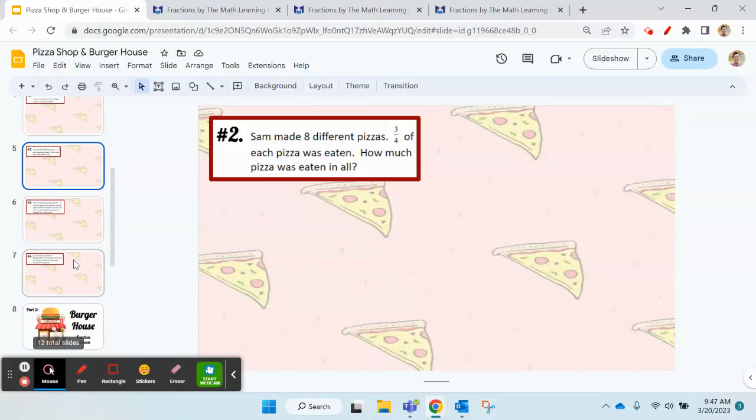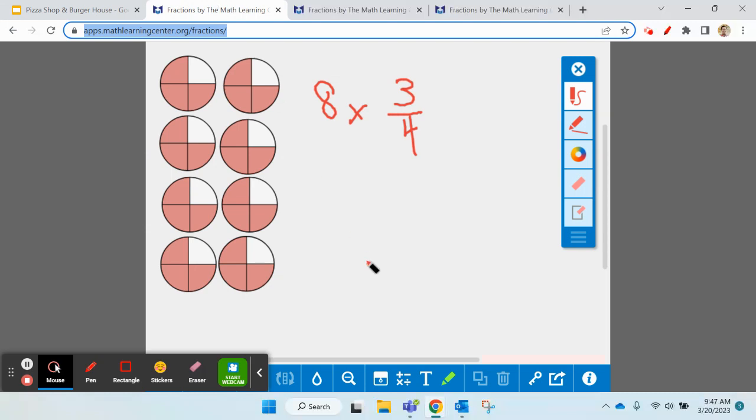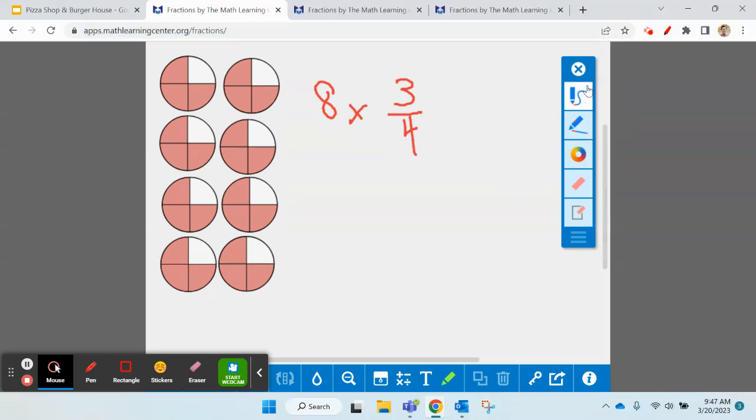Number 2, Sam made 8 different pizzas this time. 3/4 of each pizza was eaten. How much pizza was eaten in all? So we have 8 sets of 3/4 that were eaten. So 8 times 3/4. I've already modeled this here for you. We're going to put our whole number over 1. Make sure you model this on your screen and you're taking a screenshot of your own work to put in your slides for your grade.